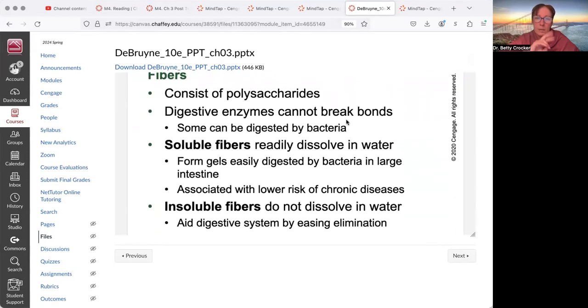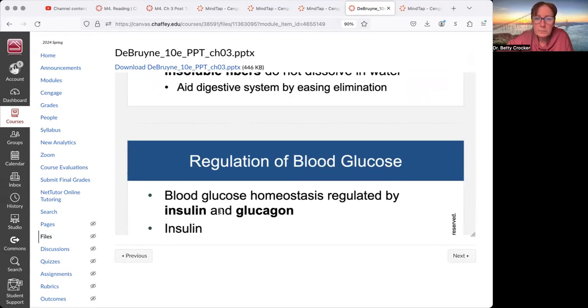Polysaccharides, there's two different kinds of fibers. There's soluble fiber and then there's insoluble fiber. I also teach in this class that we have functional fiber. Functional fiber is what you find in something like Skinny Cow, where our chemists are putting fiber in ice cream.